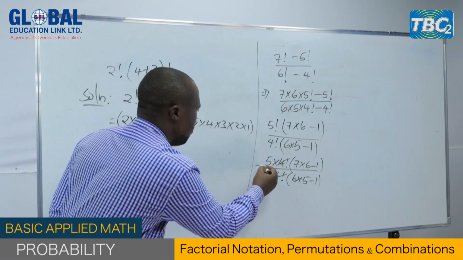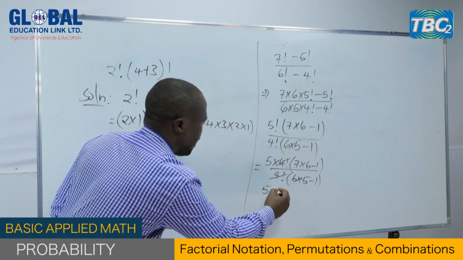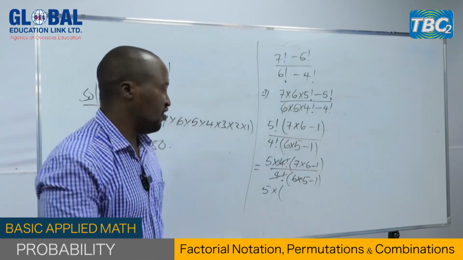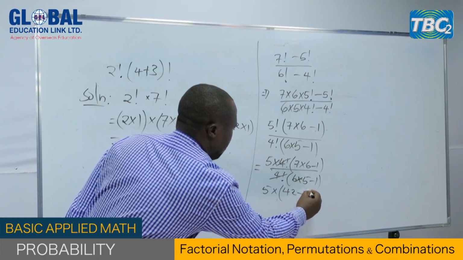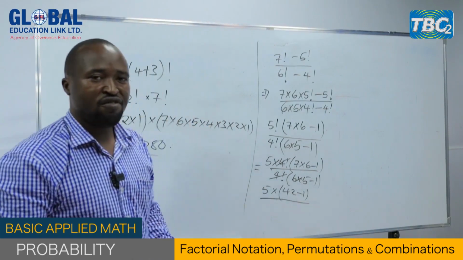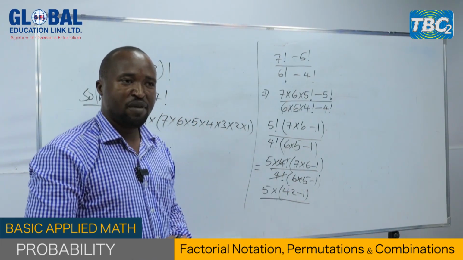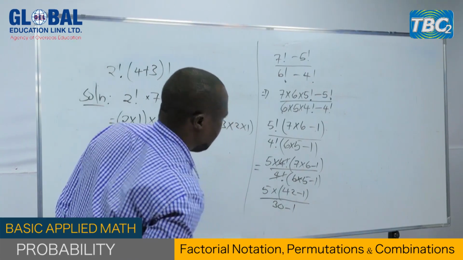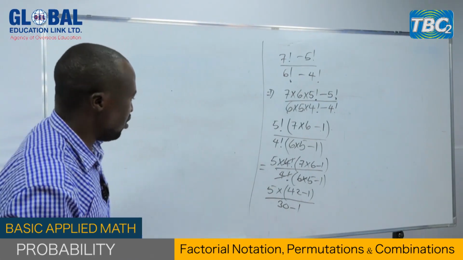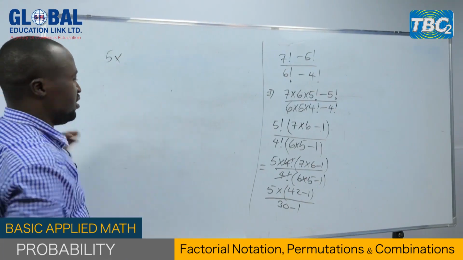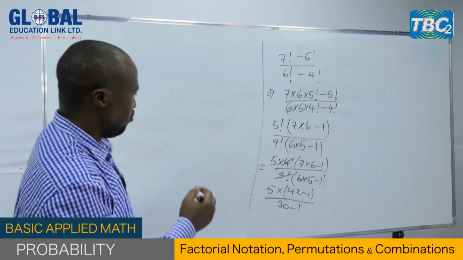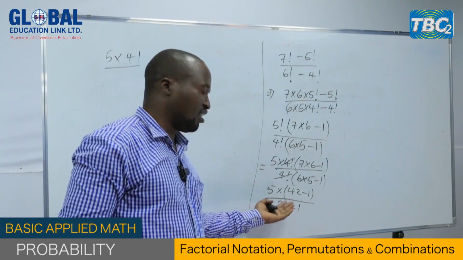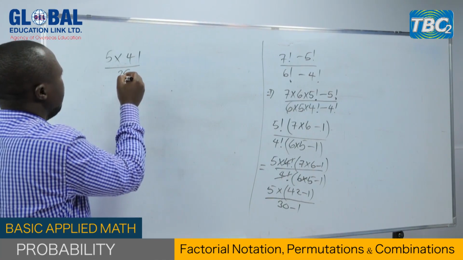So you can simplify very easily like this. So here we are going to remain with 5 times. Now remember, in the bracket we have 7 times 6, this is 42 minus 1, over, for the denominator, we have 6 times 5 minus 1. But 6 times 5, this is 30 minus 1. So, my dear student, we are going to have 5 times. Now, inside the bracket, we have 42 minus 1, that is 41, over. For the denominator side, we have 30 minus 1, which is equal to 29.